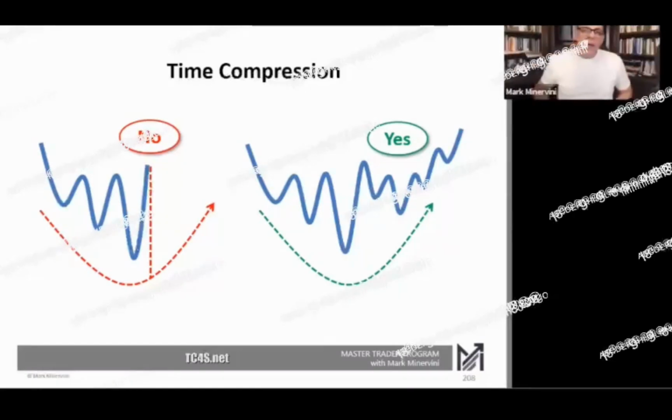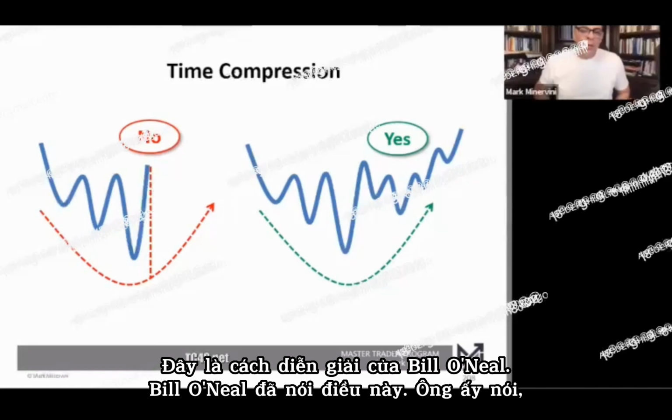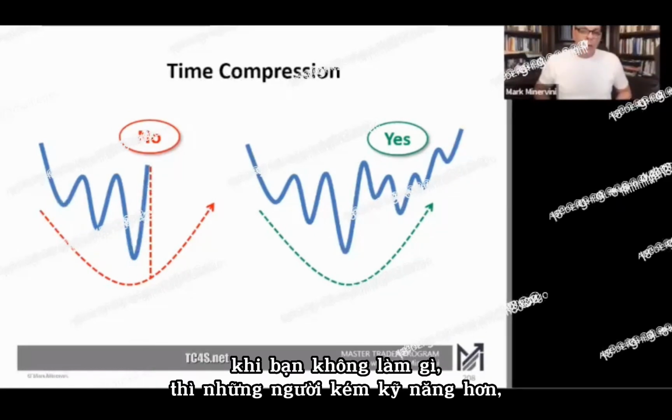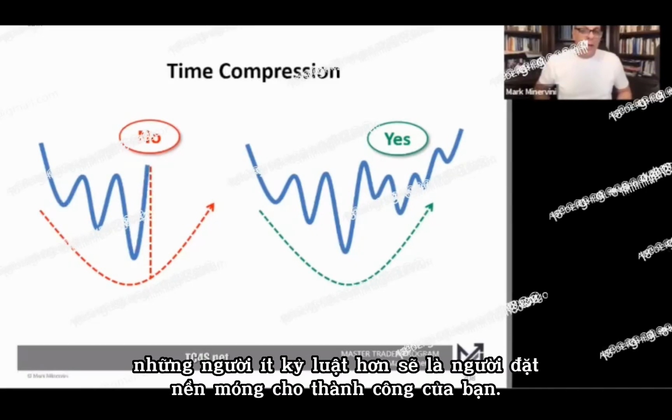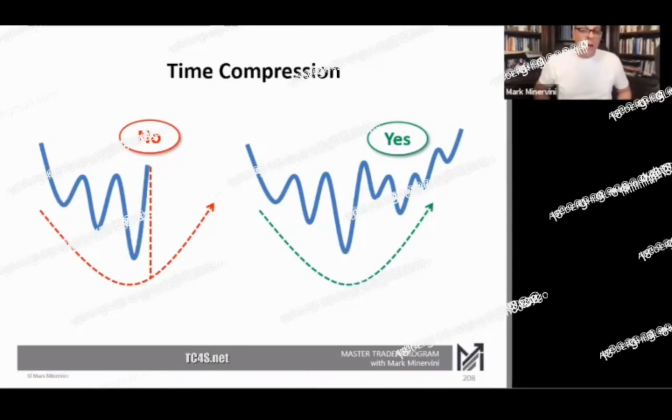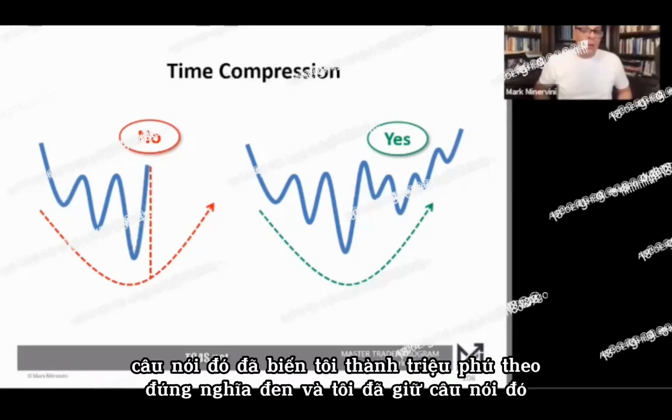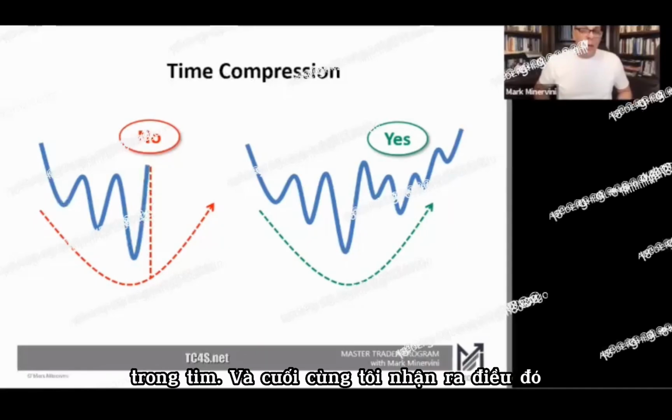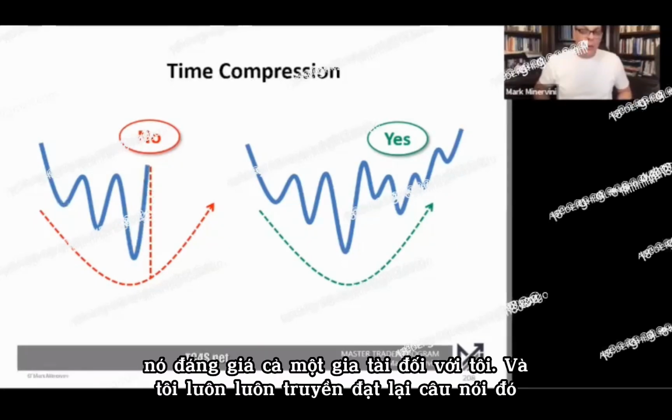So I often say, and this is a paraphrase of Bill O'Neil, he said, when you're doing nothing, those that are less skilled, those that are less disciplined, are laying the groundwork for your success. That one sentence literally made me a multimillionaire. I took that sentence to heart, and when I finally realized what that meant, it was worth a fortune to me, and I always pass that on.